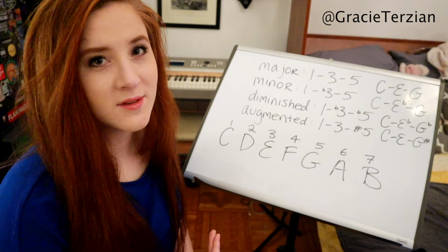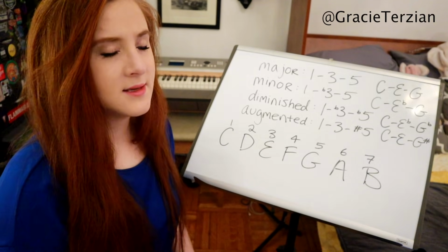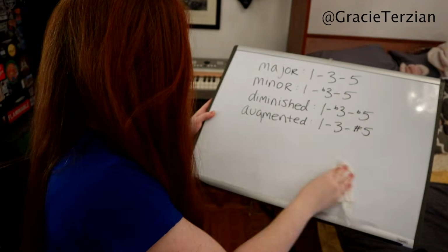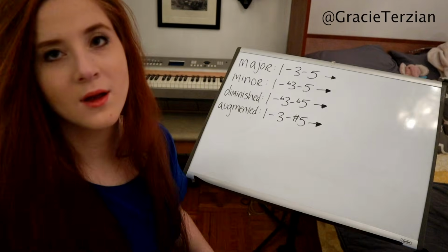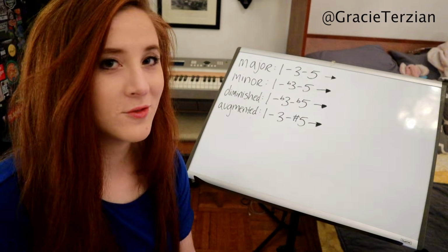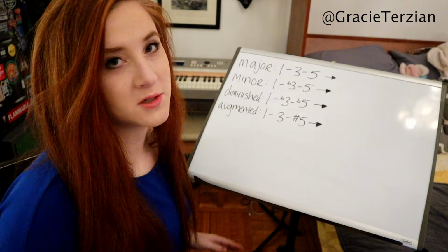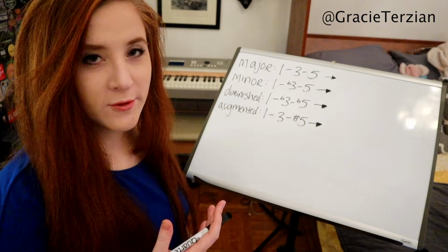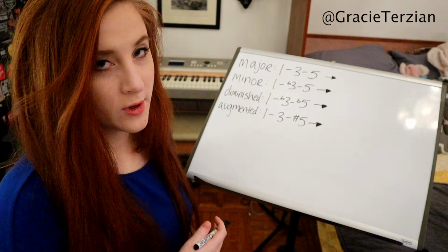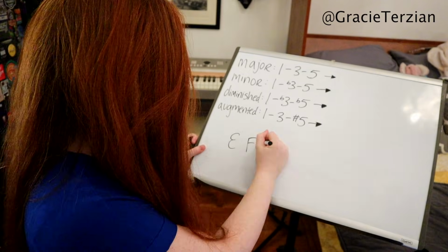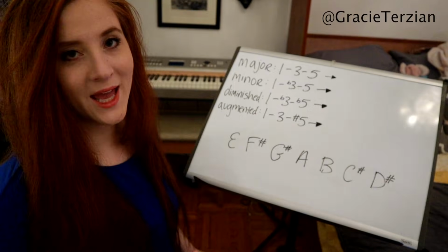Okay, it's pretty simple to figure this out in the key of C, but let's try some keys that are a little bit trickier and have some sharps and flats in them. Okay, so we're going to try with a different root note now. So let's say we want to figure out an E major, E minor, E diminished, and E augmented chord. So we're going to look at the root note of those chords, which is E, and we're going to first think about our E major scale. So I'm going to write that out. And we're going to number it.